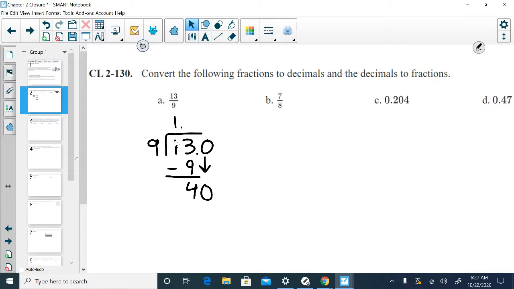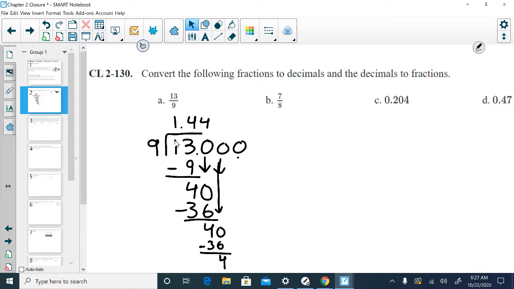So now we're looking at how many times does 9 go into 40? Well, it goes in there 4 times. 4 times 9 gives us 36. Here we get 4. So then we bring down another 0 all the way down here. And then how many times does it go into 40? Well, it's the same thing. It goes in there 4 times. 40 minus 36. Look at that, it gives us 4 again.